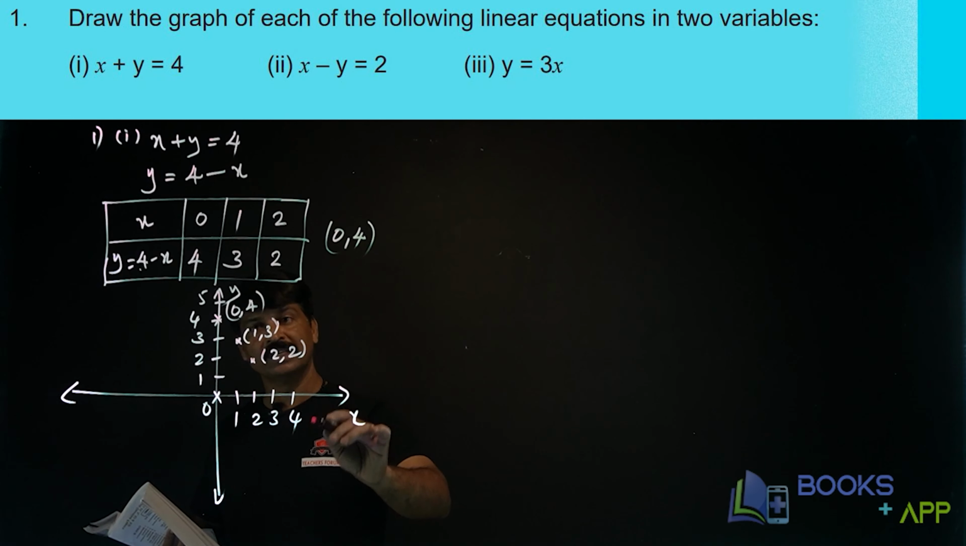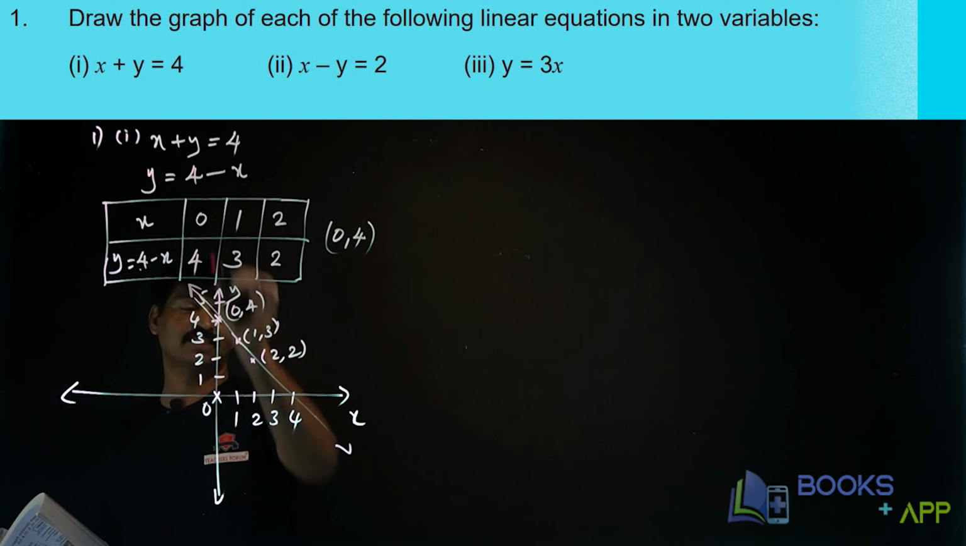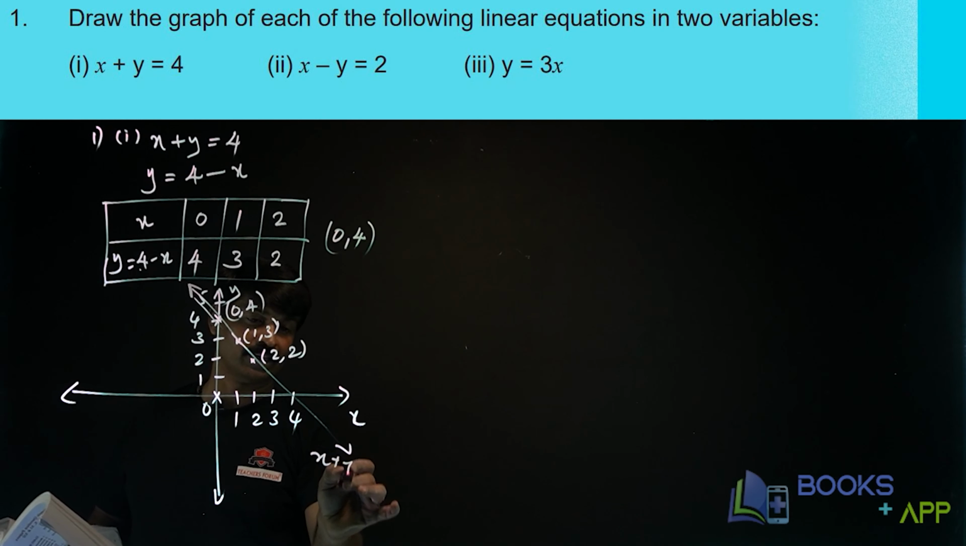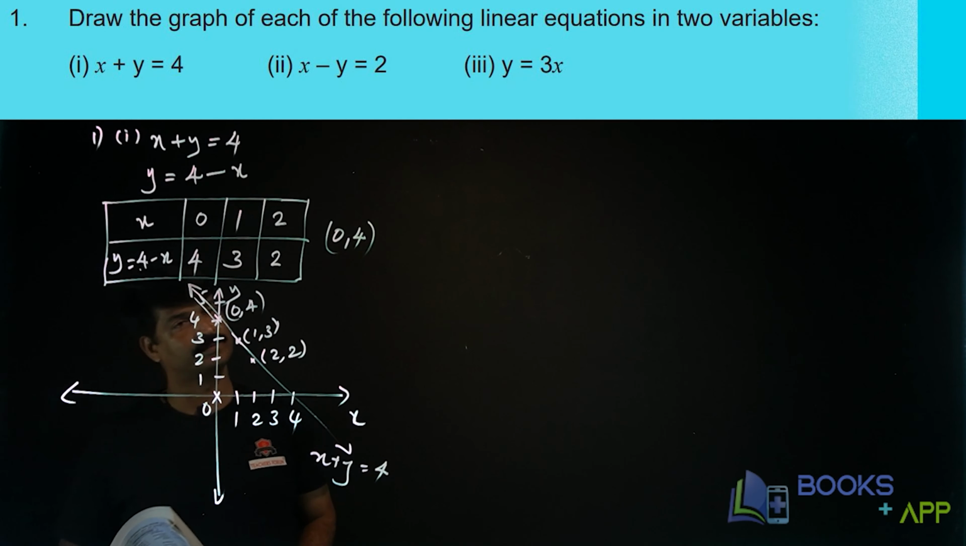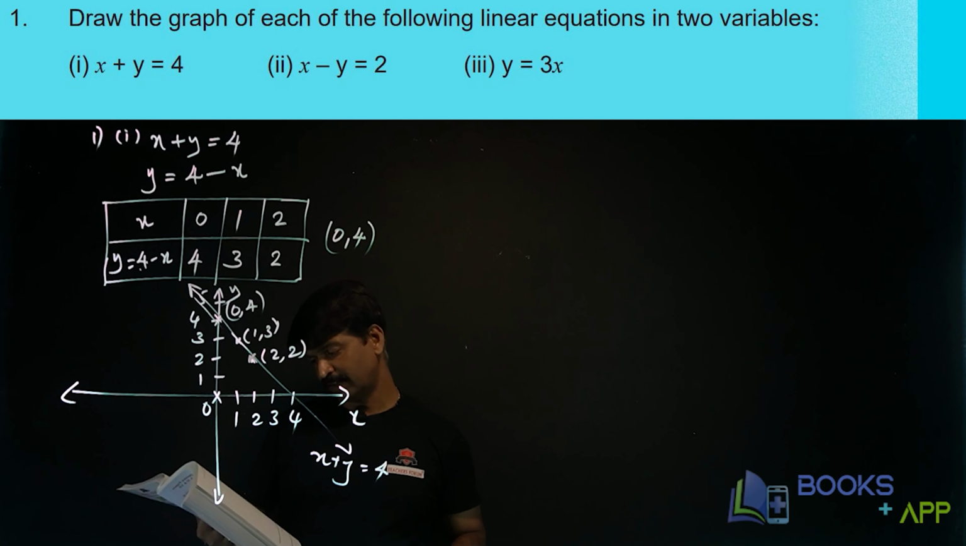Now what you have to do? Just join these, and you will get a straight line. This graph represents x plus y is equal to 4. I think it is clear to you. Now let us solve one more, then that will be more clear to you.